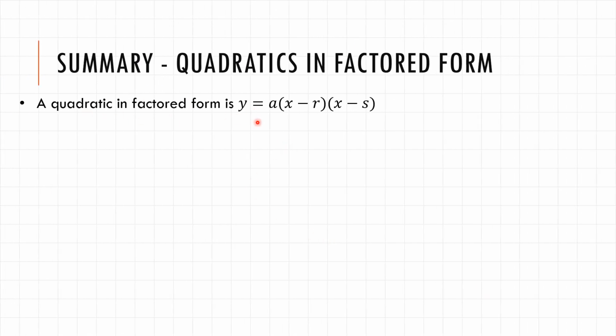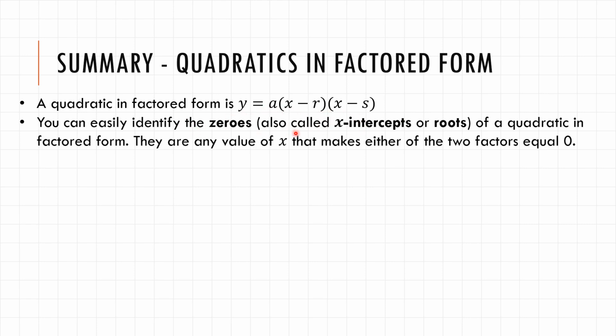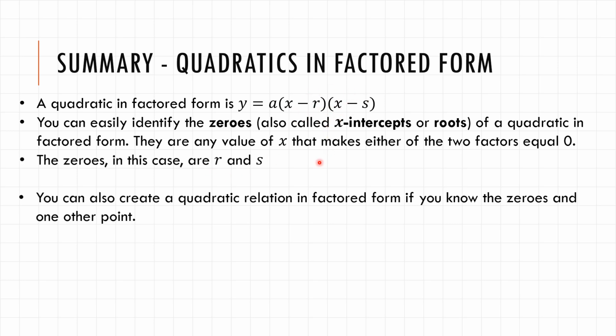So a quadratic in factored form is given by y equals a times x minus r times x minus s. You can easily identify the zeros of a quadratic once it's in factored form. It's any value of x that makes this equal 0 or that makes this equal 0. The zeros in this case are r and s. You can also create a quadratic relation in factored form if you know the zeros and you know one other point. And we'll do an example of this.